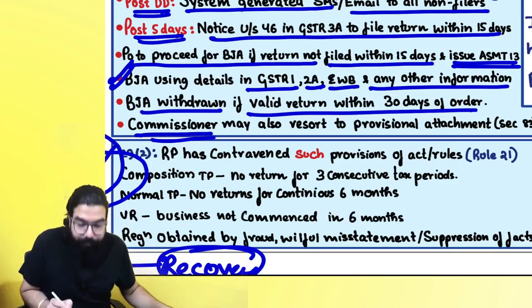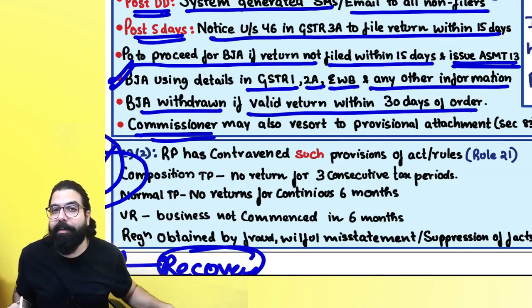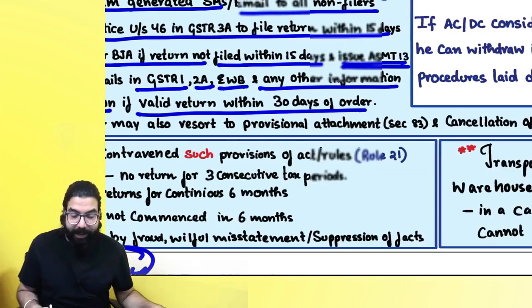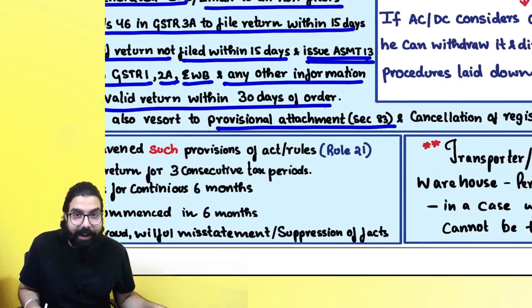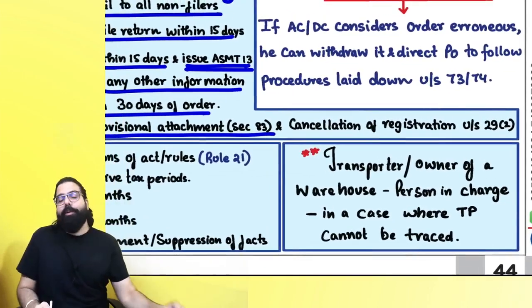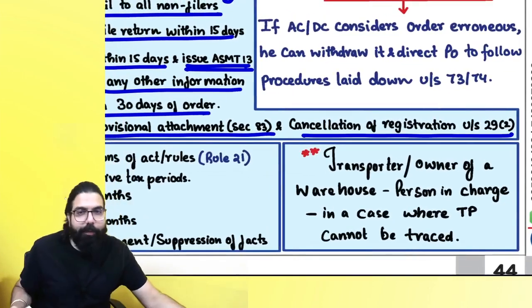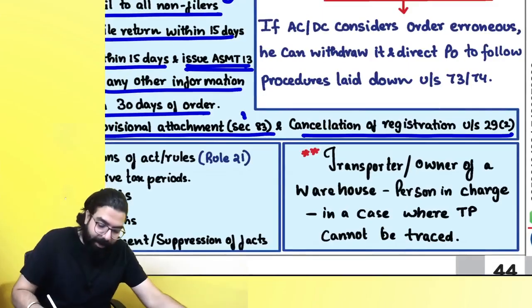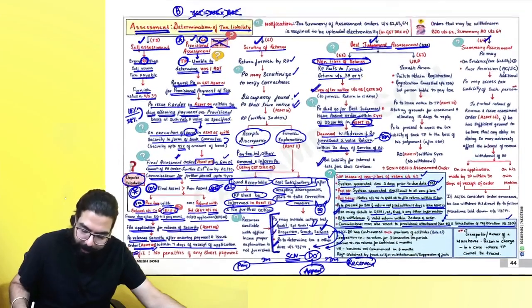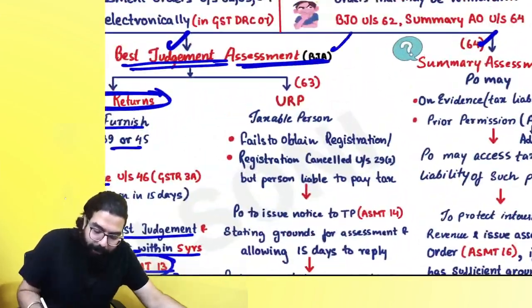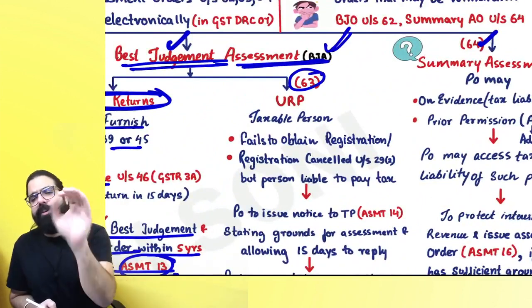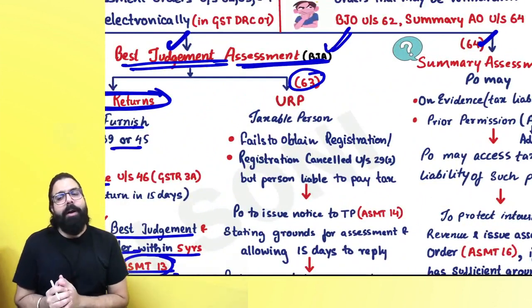And the commissioner, when he is doing your best judgment assessment, so that you don't run away taking all your money, can provisionally attach your properties also, and cancellation of registration can be done. So provisional attachment and cancellation can be done. The next one is best judgment under section number 63.